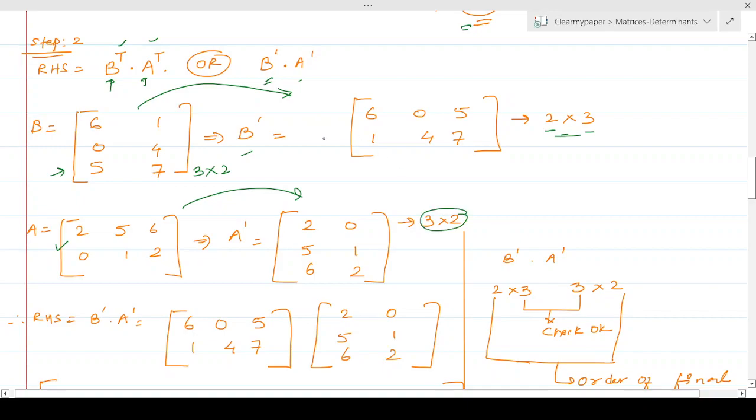So now what do we have? So far we have the B matrix, and we have transposed it. We have the A matrix, and we have transposed that.